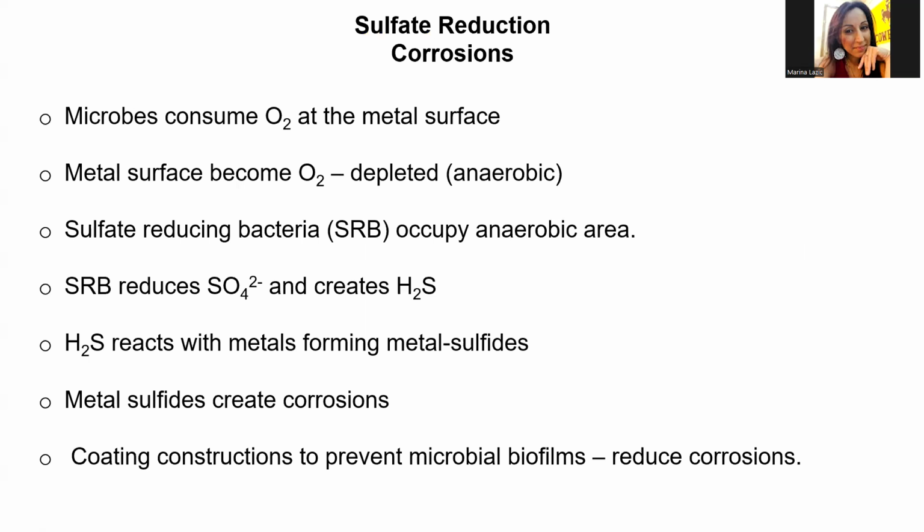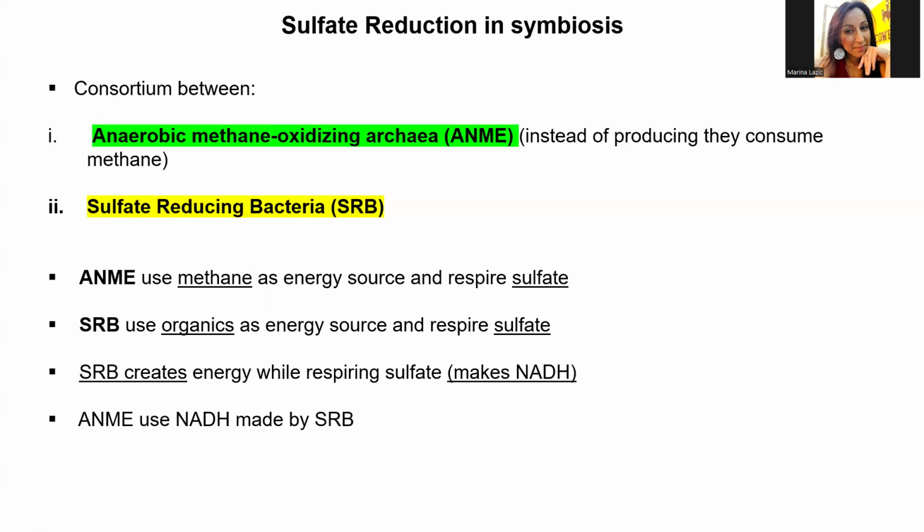What is interesting about sulfate reducing bacteria is that they actually cause corrosion on bridges. If you think about metal constructions like a bridge, there will be microbes on the surface that consume all available oxygen, and then they make that area oxygen depleted, or anaerobic. Once it's anaerobic, that will be a special place for SRB because they are anaerobic. So they will reduce sulfate and generate sulfide, and sulfide will react with the metals that are used to make bridges, and that metal sulfide will create corrosion. So that's why very often bridge constructions are coated to prevent microbial biofilm formation.